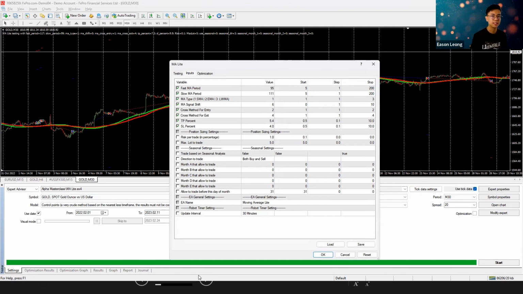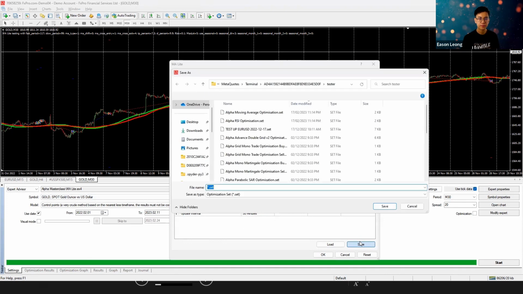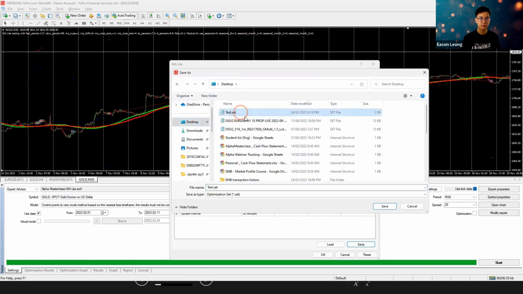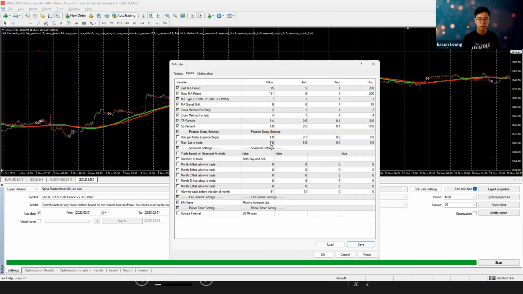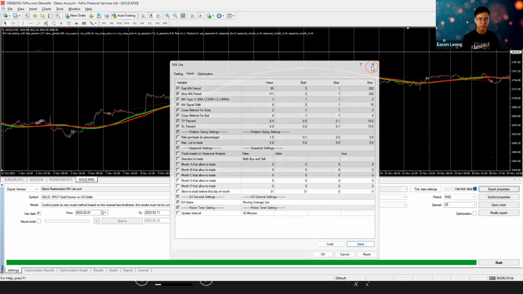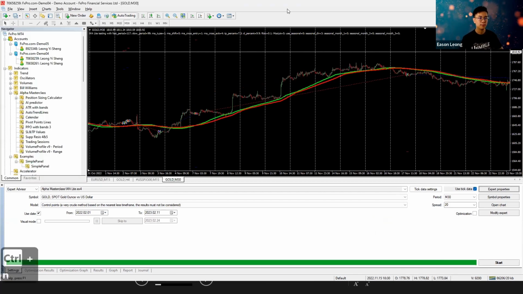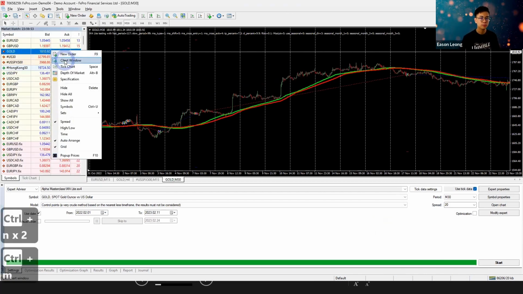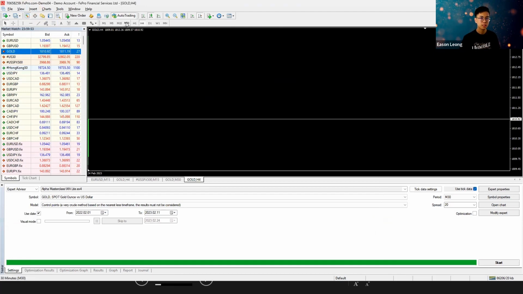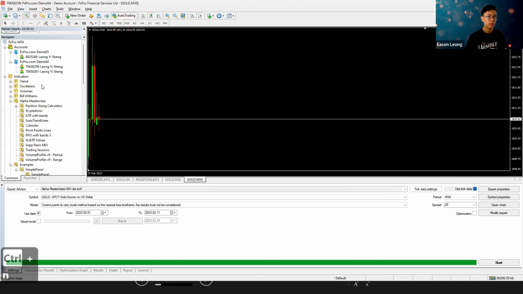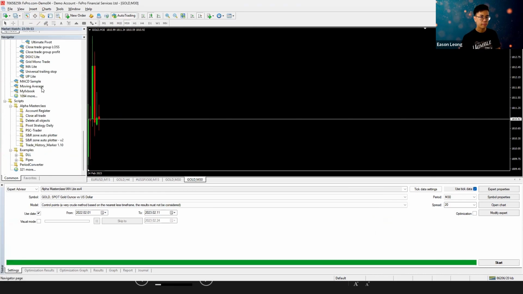So right now I'm going to teach you a method to simplify the process, which is you can save. You can save to anywhere. For me, I save to desktop. After that, I have saved my settings. I would like to apply this strategy to a Gold 30-minute chart. So I just open a new Gold 30-minute chart, and drag the robot in.